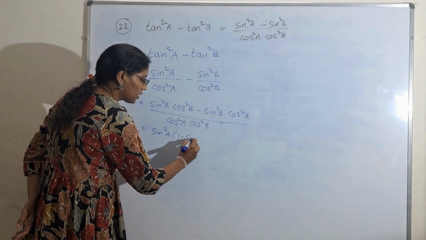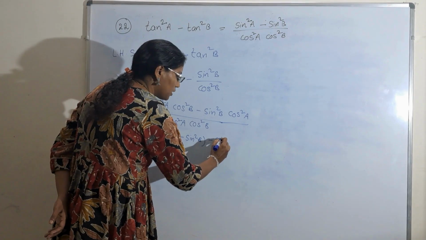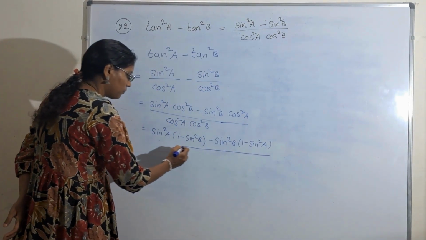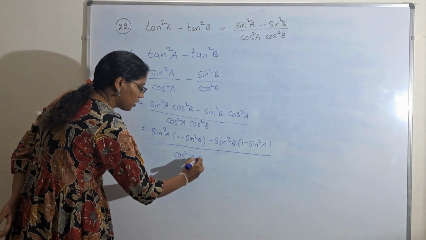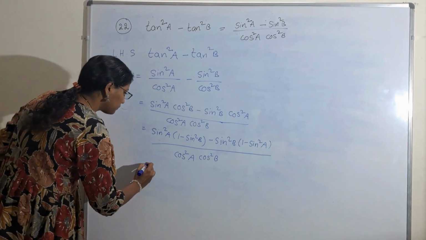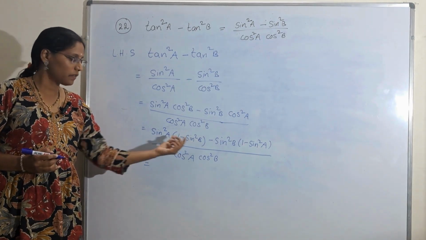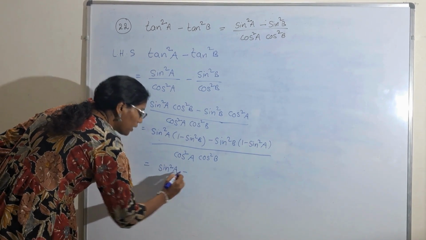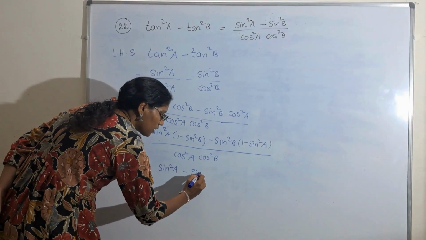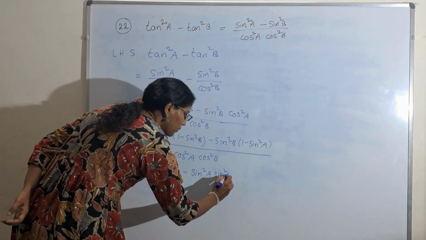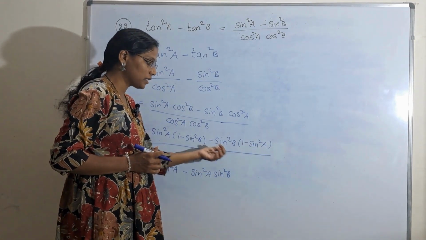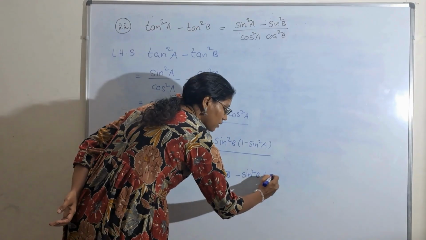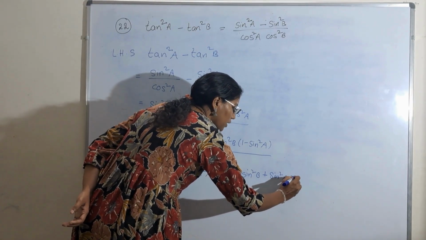Sin square A into (1 minus sin square B) minus sin square B into (1 minus sin square A), by cos square A into cos square B. Here 1 minus sin square B: this bracket we have to multiply with sin square A. Sin square A into 1, sin square A, minus sin square A into sin square B. Next bracket we have to multiply with minus sin square B: minus sin square B, minus into minus, plus sin square A into sin square B.